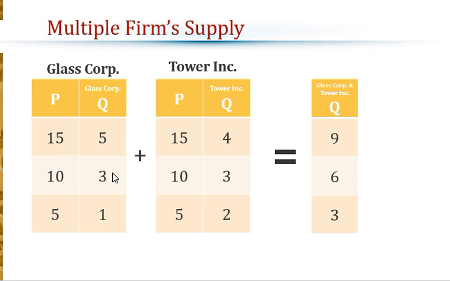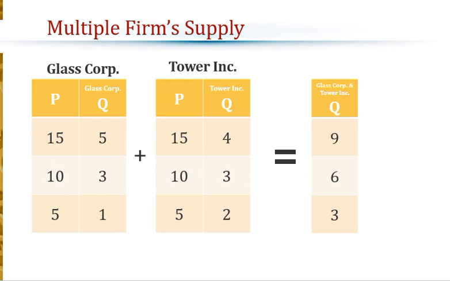Okay, so just like we had the ability to create a market demand curve, we can do the same thing with market supply. So if we just have two companies in whatever market this is, we are going to horizontally sum the individual firm supplies. Okay, so at $15, Glass Corp is willing to supply 5 of whatever this is, and Tower Incorporated is willing to supply 4. So if we add 5 plus 4, the market supply is going to be 9. So the two companies in the market are going to supply 9 at $15.